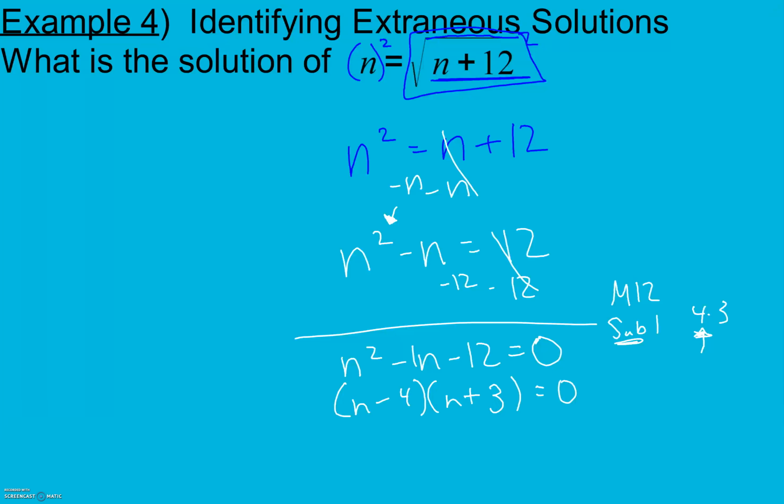From here, I can use my zero product property, which says that n minus 4 equals 0, or n plus 3 equals 0. That's the only way we can multiply to 0, is if one of our factors or the other or both happen to be 0. To get n by itself, now I can add 4 and subtract 3.